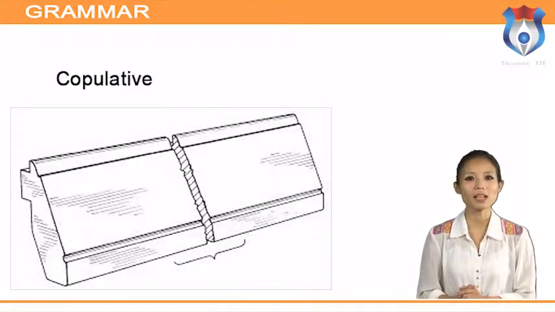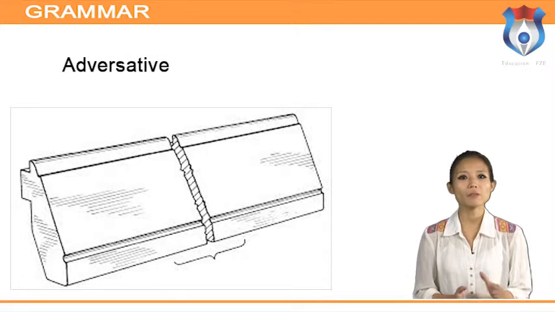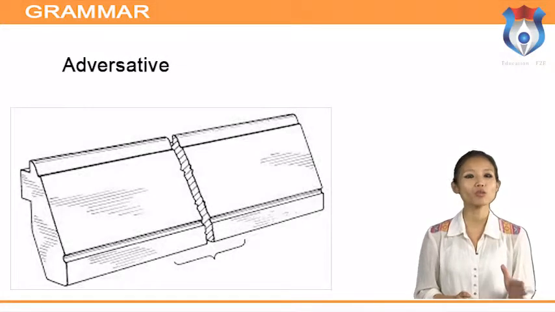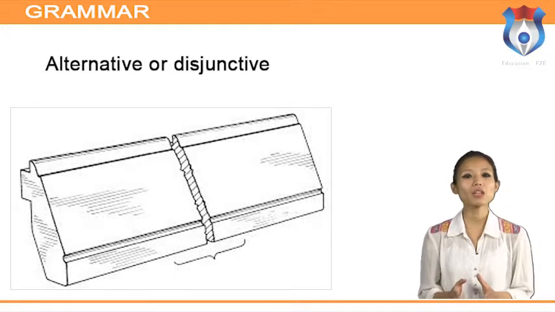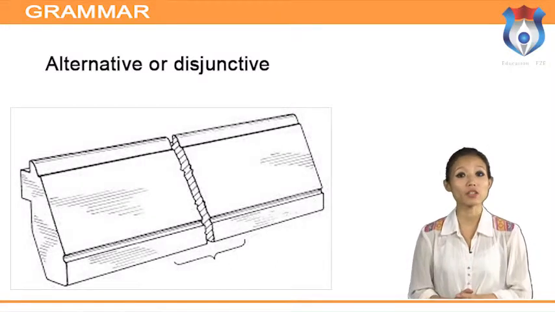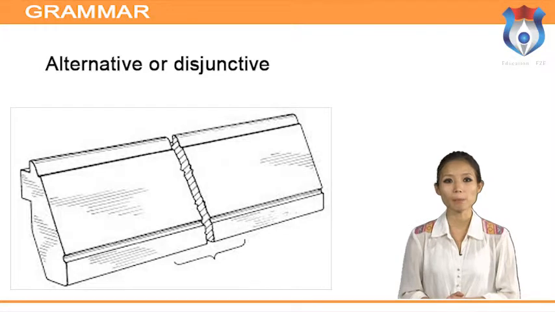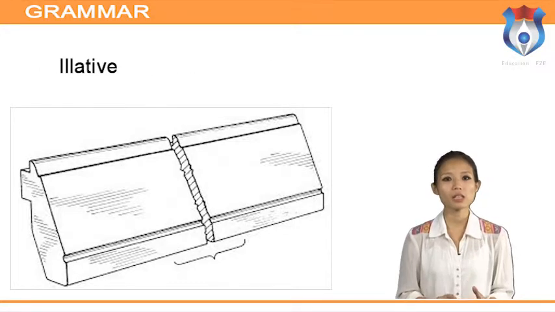Copulative. Clauses are simply coupled together. Adversative. The main clauses are opposed in meaning to each other. Alternative or disjunctive. The main clauses are disjoint in meaning and a choice between them is offered for acceptance. Illative. In this, the second clause draws an inference from the first clause.